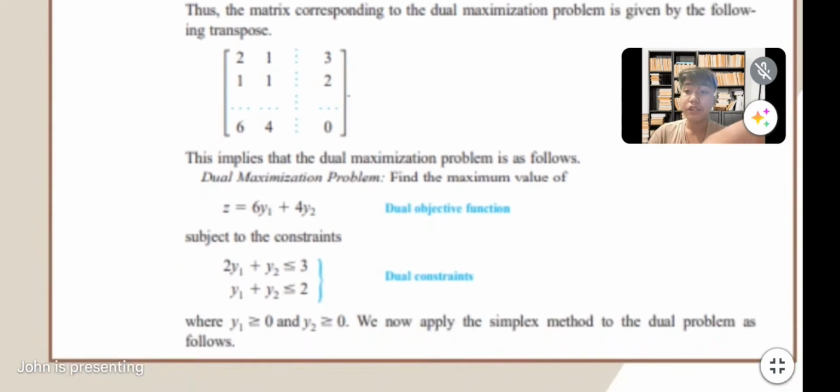Subject to the constraints 2y sub 1 plus y sub 2 is less than 3, then y sub 1 plus y sub 2 is less than 2, where y sub 1 is greater than 0 and y sub 2 is greater than 0. We now apply the simplex method to the dual problem as follows.